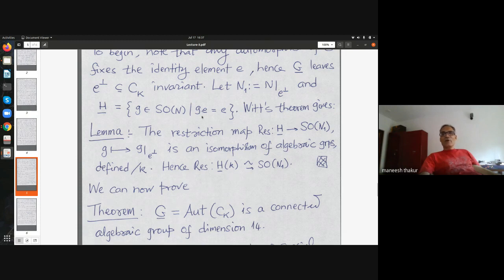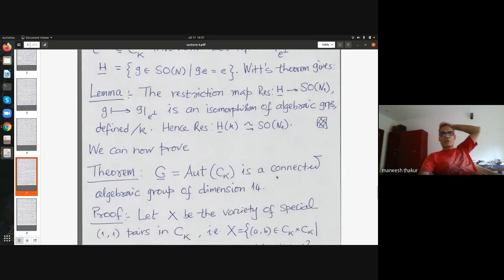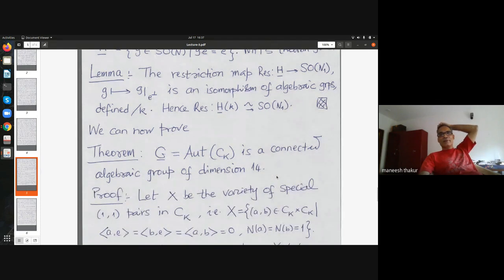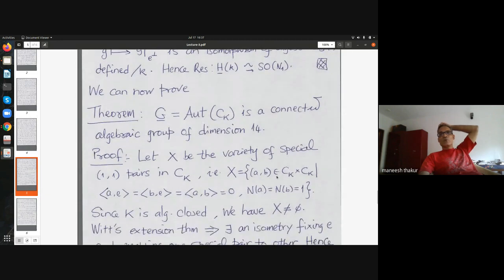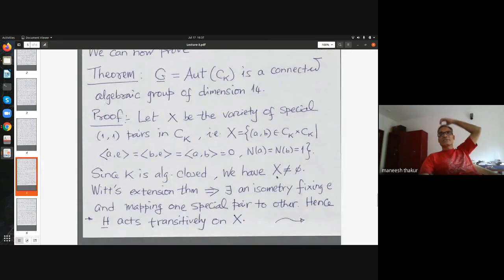And so why was this important for us? Because we are computing stabilizers here. So the stabilizer of the identity element in this group has dimension equal to the dimension of SO(N1), which we can compute. So that was the reason. Next step is to prove G is actually connected and of dimension 14.